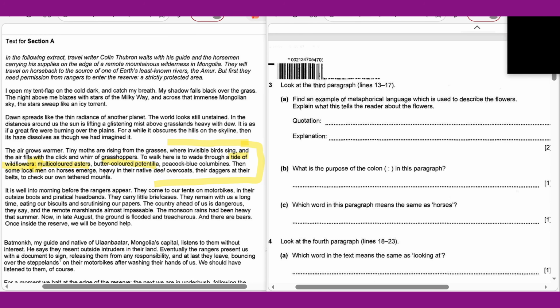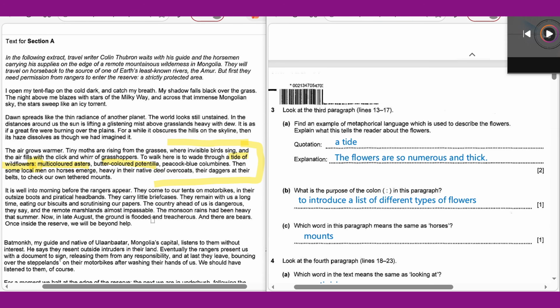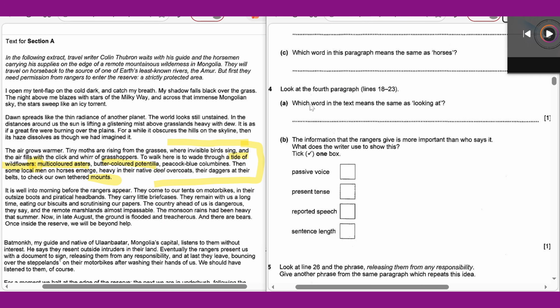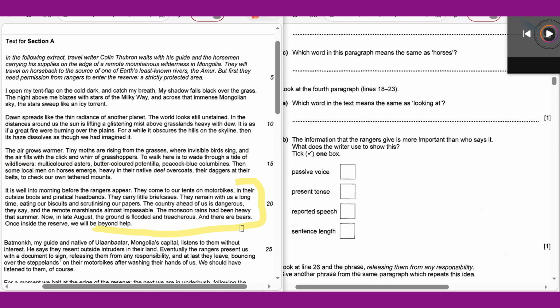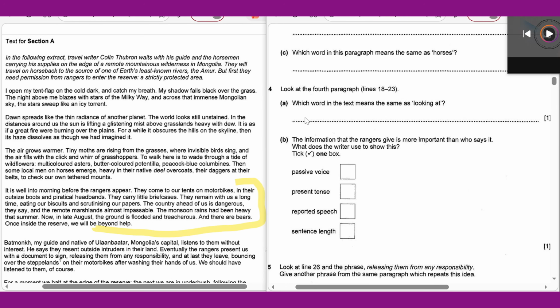Okay guys, you get your answer. Let's check it out. Here we go. So it's mounts here. So this is another word that means the same as horses. Let's move on. Okay guys, number 4. Look at the fourth paragraph. This is in the yellow section, lines 18 till 23. Which word in the text means the same as looking at?